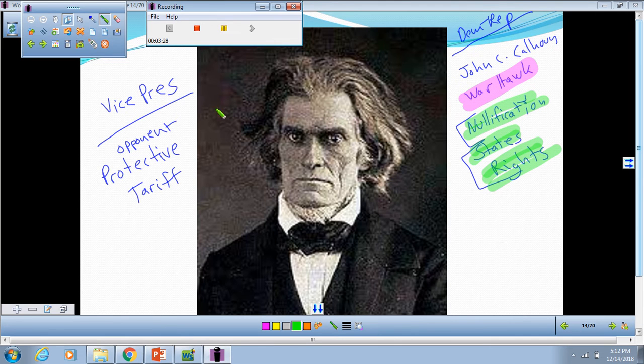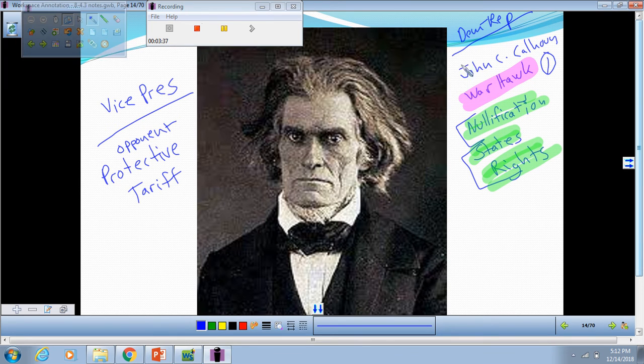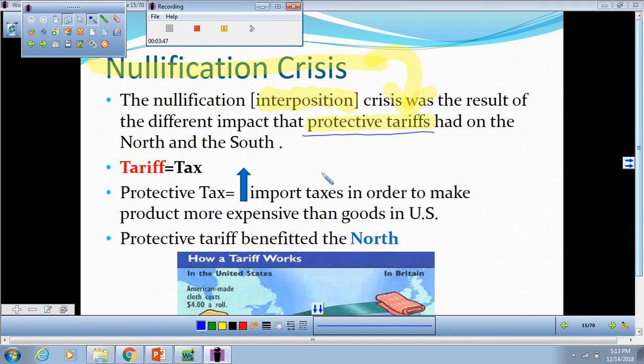Here is John C. Calhoun, about whom you should think of three things. One, he was a war hawk because he wanted war with Great Britain prior to the War of 1812. Two, nullification. And three, he was an advocate of states' rights. So the nullification or interposition crisis was the result of protective tariffs, a tariff being a tax.